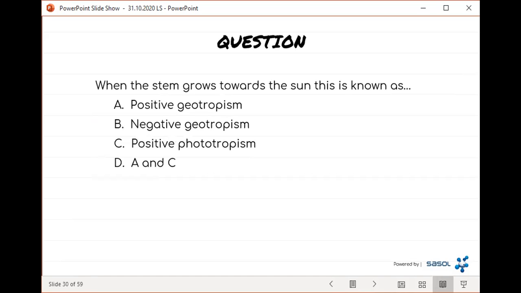Okay, next question. When the stem grows towards the sun, this is known as A, positive geotropism, B, negative geotropism, C, positive phototropism, or D, both A and C. Again, we know that we are dealing with a tropism, or plant movement. When we're dealing with plant movements, we need to know what the stimulus is. In this question, the stimulus is the sun, and we know that the sun gives light, so we are dealing with phototropism. Here our only option for phototropism is option C.